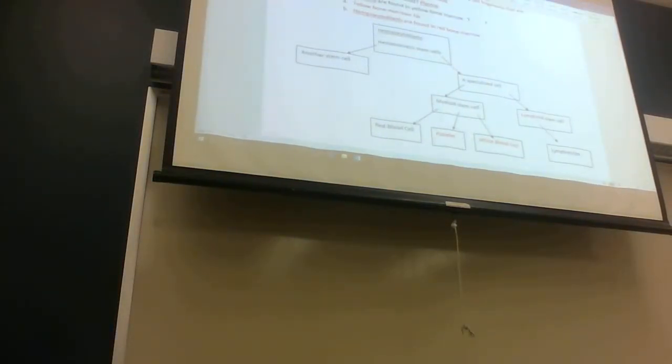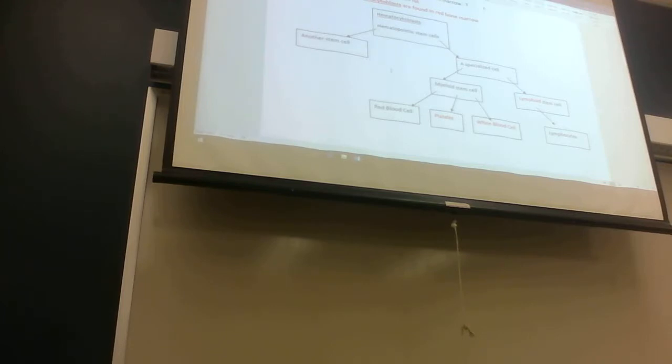Hemocytoblasts are found in the yellow bone marrow. This statement is false. Yellow bone marrow only contains fat. Hemocytoblasts are found in the red bone marrow.